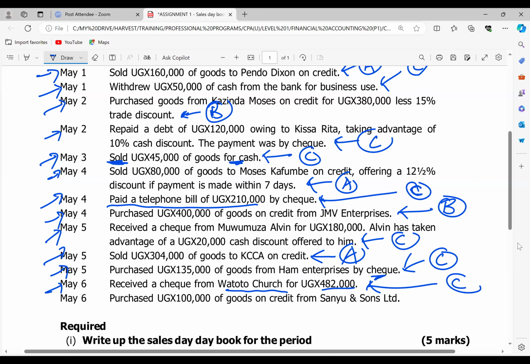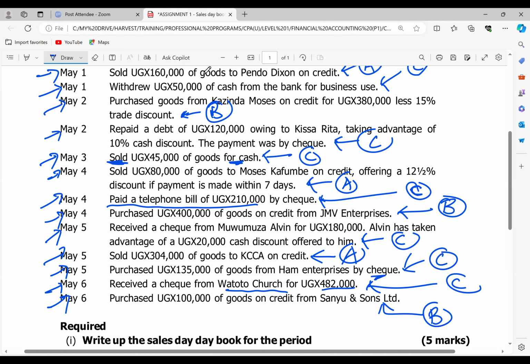Then finally, we have 6th of May, purchased 100,000 of goods on credit from Sanyu and Sons. Anybody? This is now for all of you. Purchased 100,000 of goods on credit from Sanyu and Sons. That is the purchases day book. Yeah, B. Okay, perfect. Which is B.